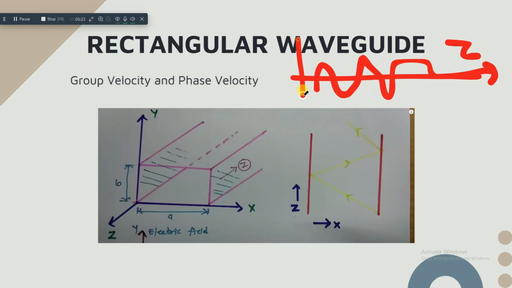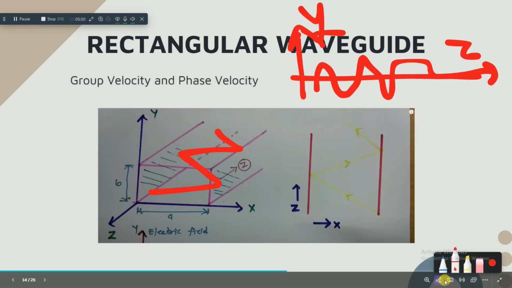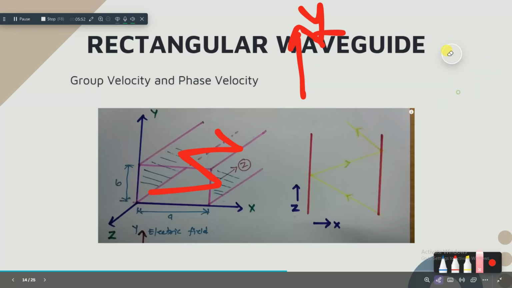This is the y-axis, and it is being reflected, since it is a hollow conducting tube. It reflects along the x axis, so it goes like this, and this. So it can be shown here. Okay, moving on. Sorry, let me erase this.